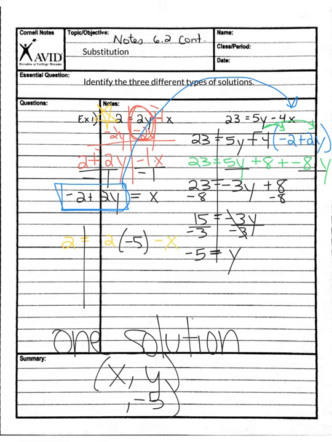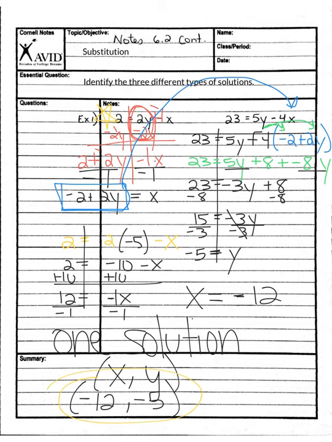So we need to get the x all by itself. 2 equals -10 minus x. I'm going to add 10 to both sides. So I get 12 equals a -x. Remember, this is a -1x. The inverse would be to divide both sides. And we get that x is equal to a -12. So this is a one solution answer where our two equations graphed will cross at the point -12, -5.